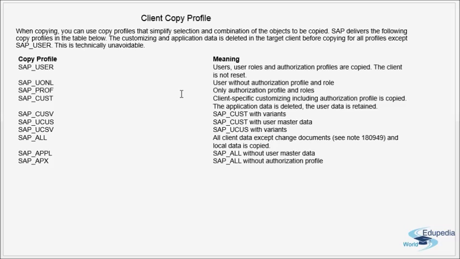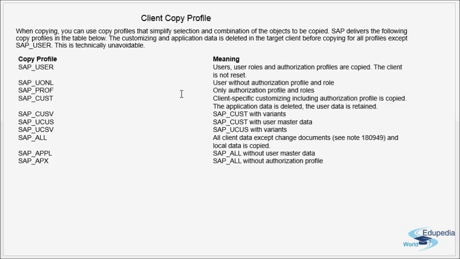SAP_USER: user roles and authorization profiles are copied. The client is not reset. SAP_UONL: user without authorization profile and role. SAP_PROF: only authorization profiles and roles are copied. SAP_CUST, this is an important one. Client-specific customizing including authorization profile is copied. The application data is deleted. The user data is retained.